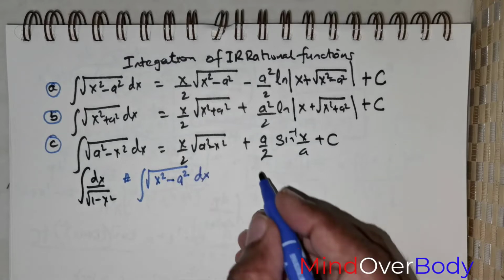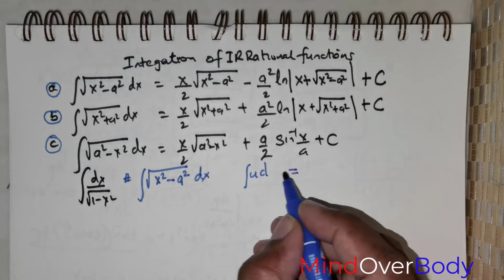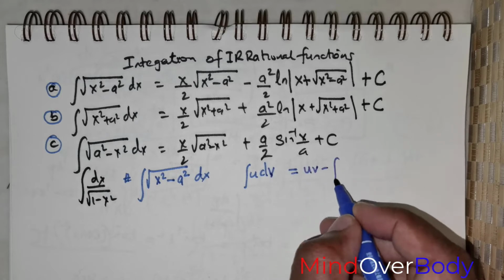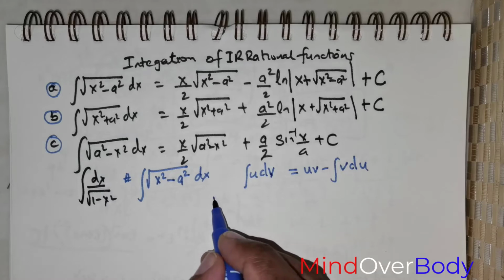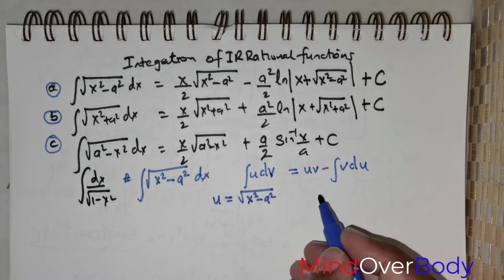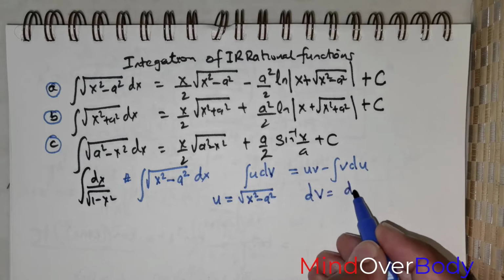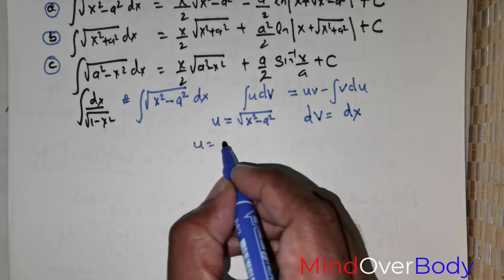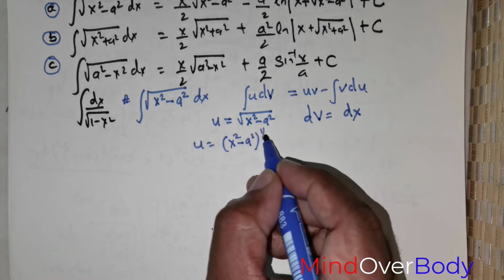Now I wish to apply integration by parts. We know the formula: integral u dv is equal to uv minus integral v du. In this case I will take u to be equal to root of x squared minus a squared and dv to be equal to 1 times dx, so it's just dx. Now I will have to differentiate this, so I'm going to rewrite this as x squared minus a squared raised to the power of 1 over 2.